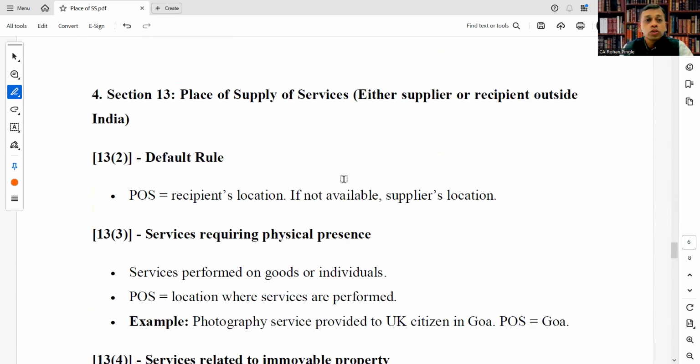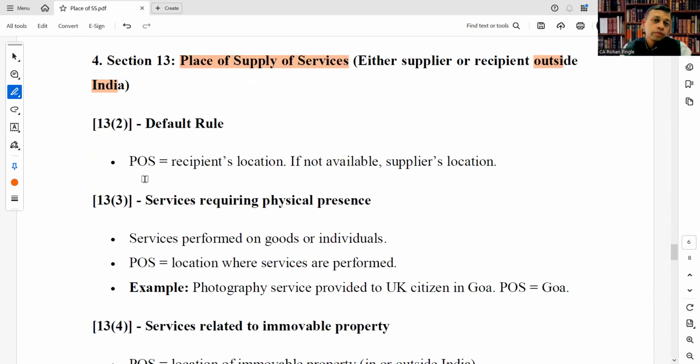Let's move on to section 13, place of supply of services where either supplier or recipient is outside India. Section 12 talks about place of supply of services where supplier and recipient both are situated in India. Section 13 talks about the place of supply of services where either supplier or recipient is outside India. Let's see what it is.